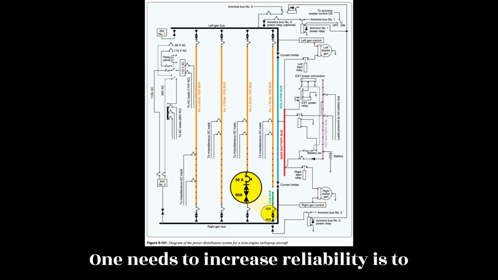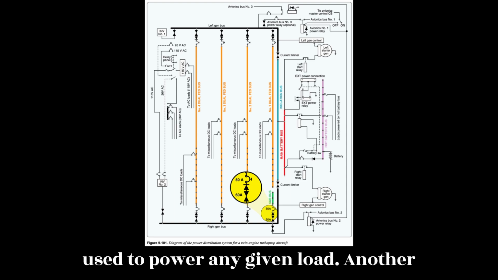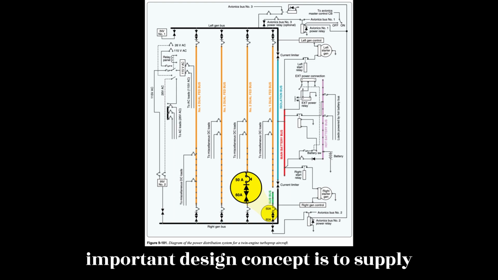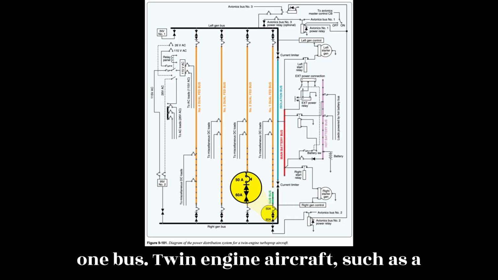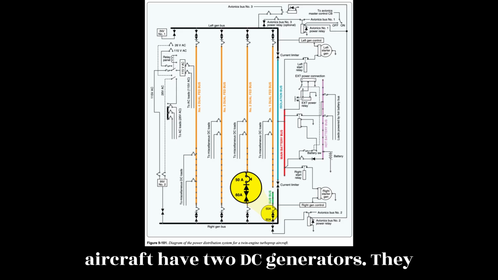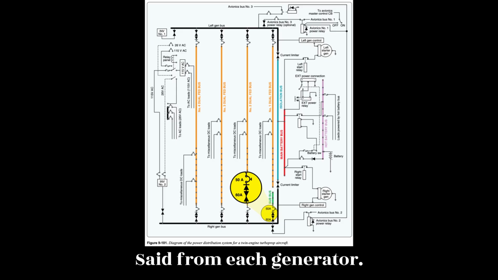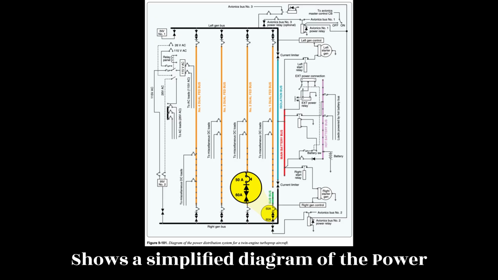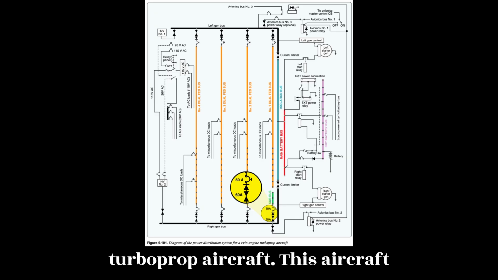One means to increase reliability is to ensure more than one power source can be used to power any given load. Another important design concept is to supply critical electrical loads from more than one bus. Twin-engine aircraft, such as a typical corporate jet or commuter aircraft, have two DC generators. They also have multiple distribution buses fed from each generator. Figure 9.101 shows a simplified diagram of the power distribution system for a twin-engine turboprop aircraft.